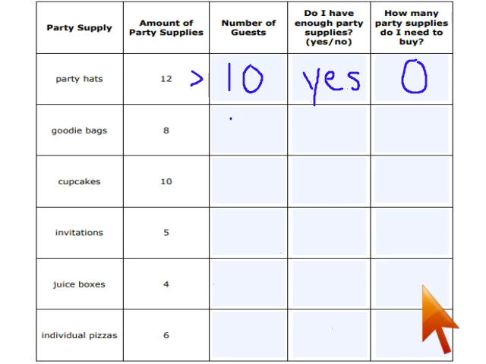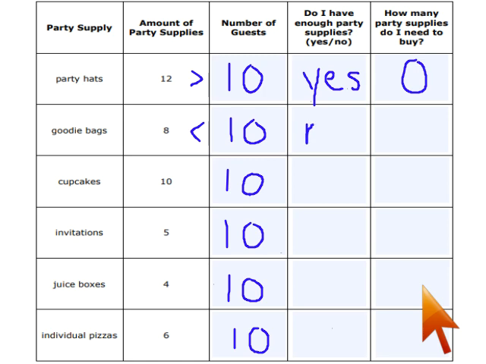In the next section, it says goodie bags. I have 8 goodie bags, but I still have the same number of guests. That number is not going to change. In fact, I can go ahead and write 10 in all of these sections because my party guests are always going to be 10. 8, is that number bigger, greater than, or smaller, less than 10? 8, 9, 10. It's smaller, so it's less than. I do not have enough supplies. I need to buy 8, 9, 10. 8 plus 2 is 10, so I need to buy 2 more goodie bags, so I have enough for all of my guests.